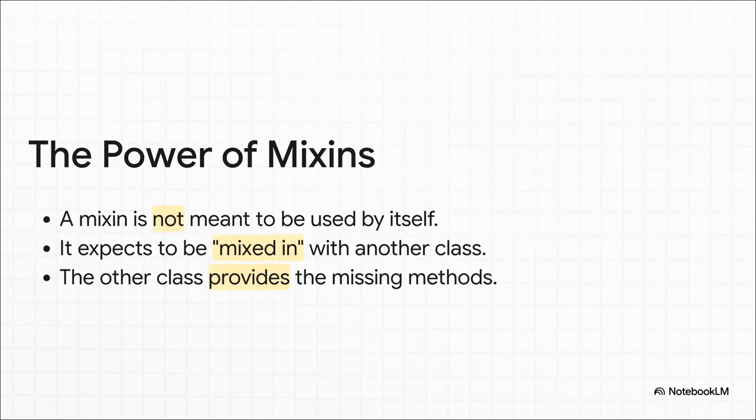Well, the trick is that a mixin is cooperative. It's not designed to work alone. It's built with the expectation that it will be mixed in with another class that promises to provide that missing getObject method. As long as the class you're mixing it into holds up its end of the bargain, you can plug this reusable behavior in absolutely anywhere you want. It's a pretty clever pattern.